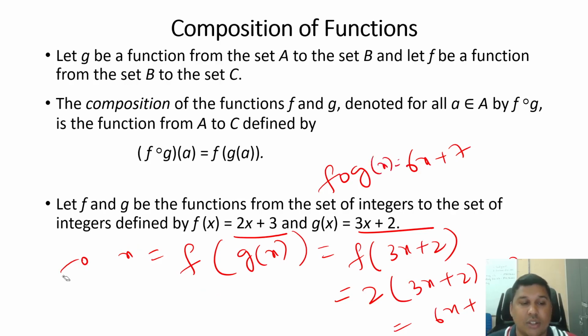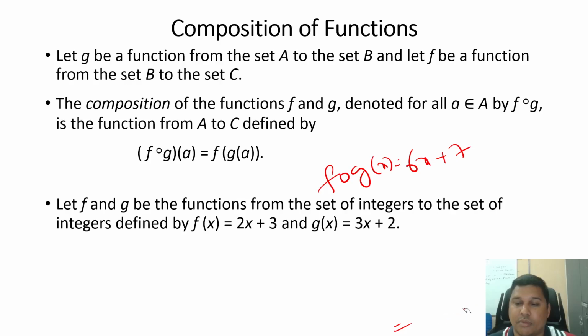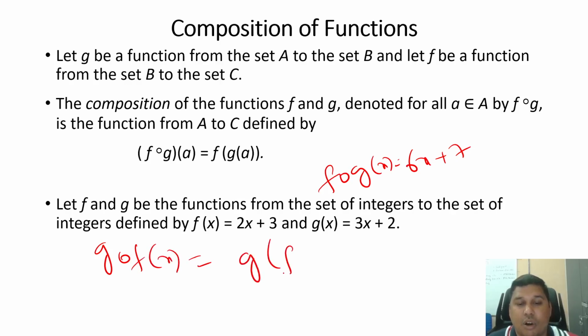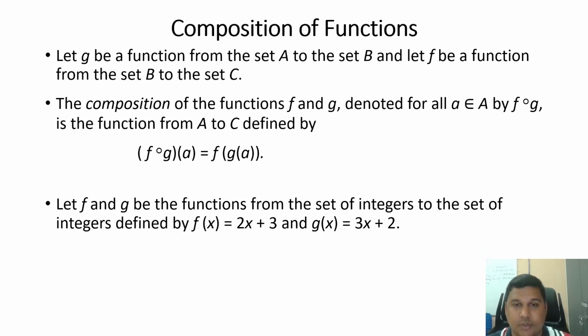Now let's try to solve g of f of x. It is nothing but g of f of x. So what is this? g of 2x plus 3. Now instead of x in g, put this 2x plus 3. So 3 into (2x plus 3) plus 2. So this is 6x plus 11. Okay, both are different.